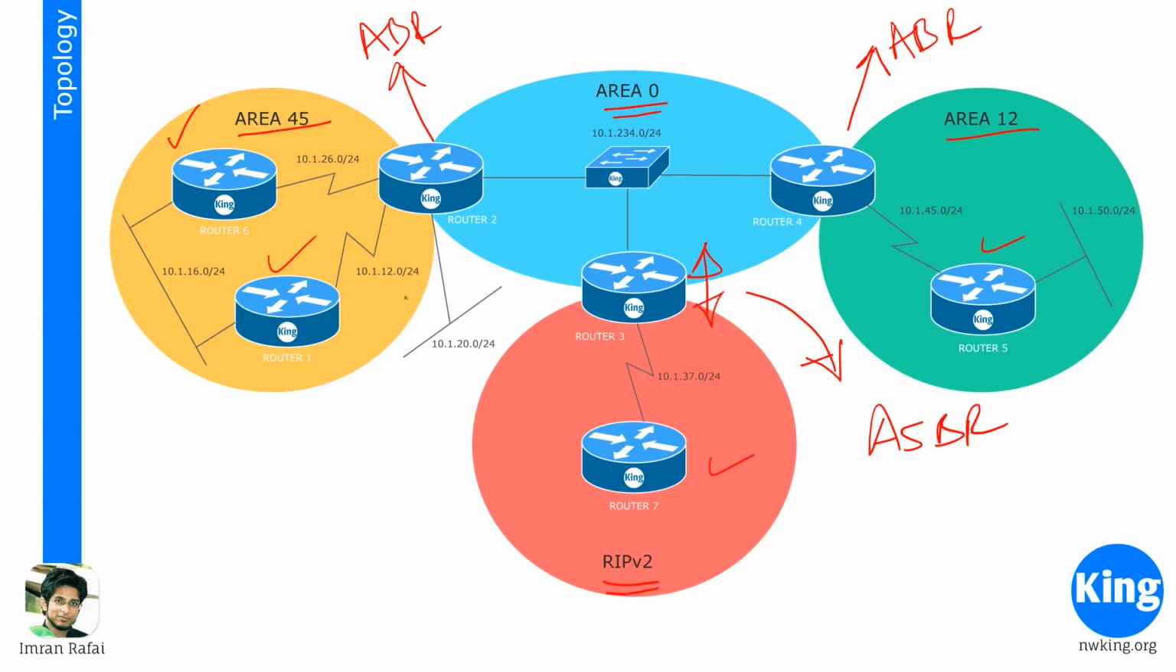So these are all connected directly. So you have point-to-point networks connected. How I've done it is router 6 to router 2.